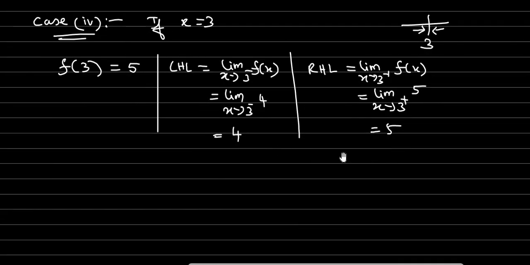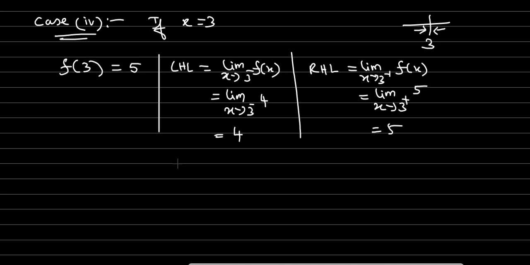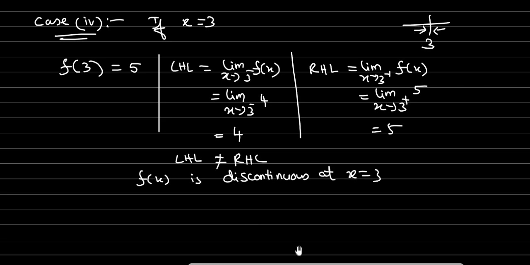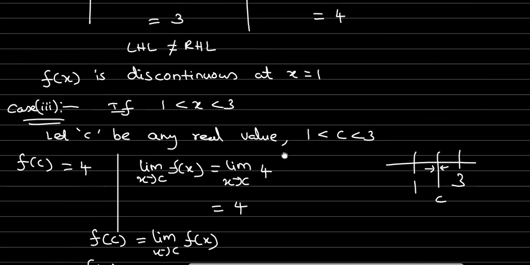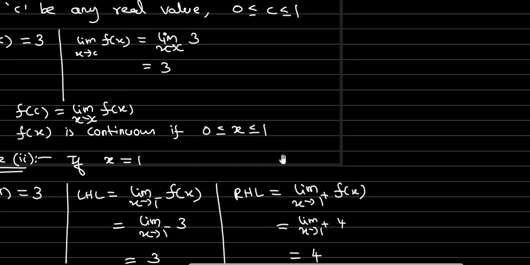So you can notice that left hand limit and right hand limit are not the same. So from this we can say that f of x is discontinuous at x equal to 3. Okay, next, finally case 5. So this is the last case.